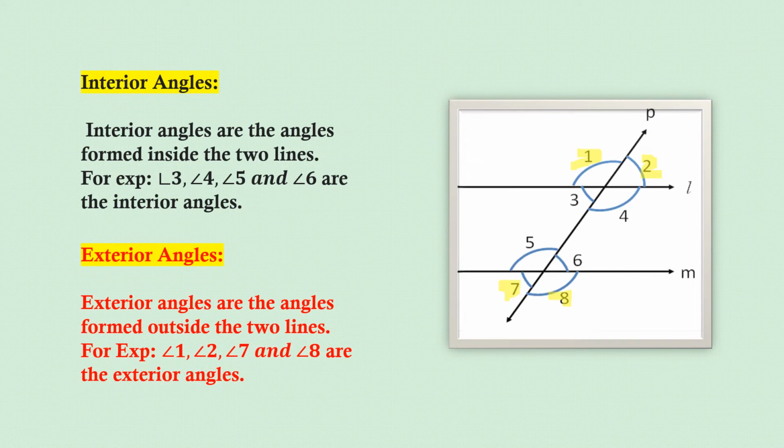So exterior angles are the angles formed outside the two lines. For example, angle 1, angle 2, angle 7 and angle 8.